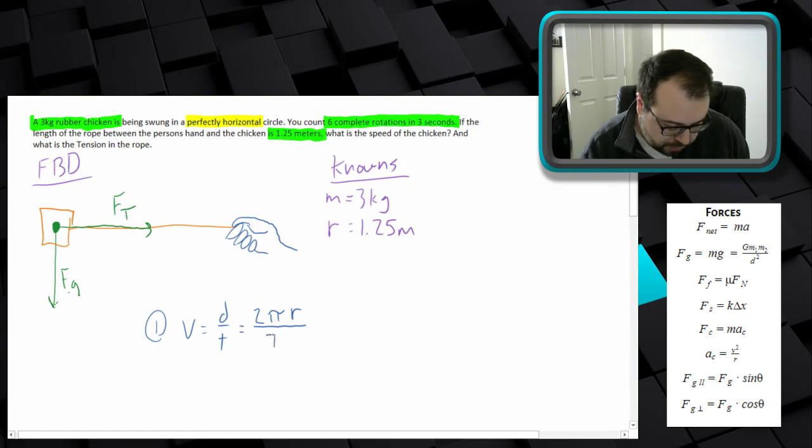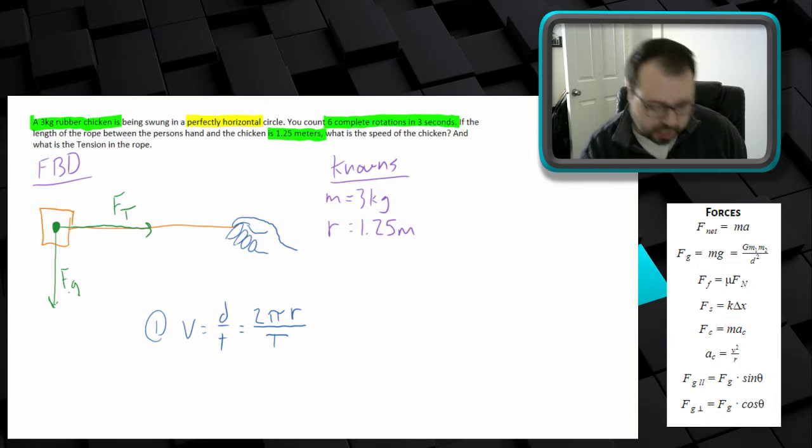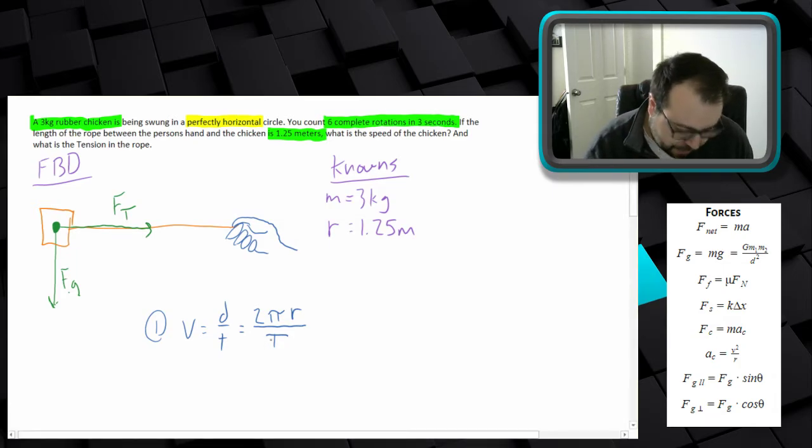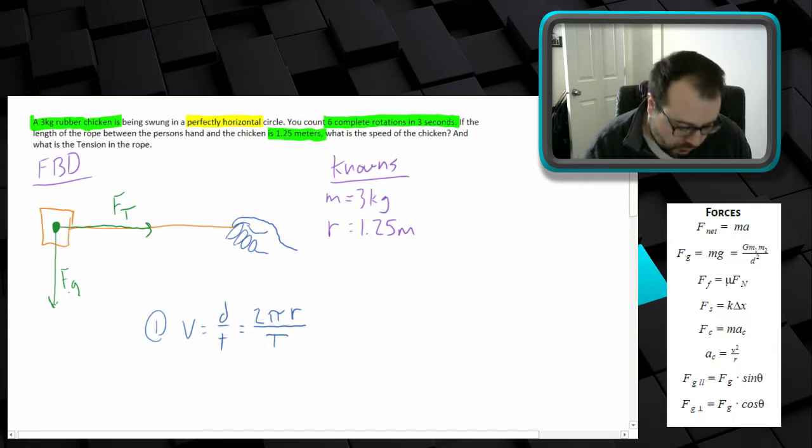Now, we have to use a specific time. If we're talking about the chicken traveling 1 full circumference around, we have to take into account the time it takes the chicken to go 1 full circumference. So we're going to use capital T there, which is a fancy word called period, which is the time for 1 cycle. So 2 times pi times the radius of 1.25 meters over the time for 1 cycle.